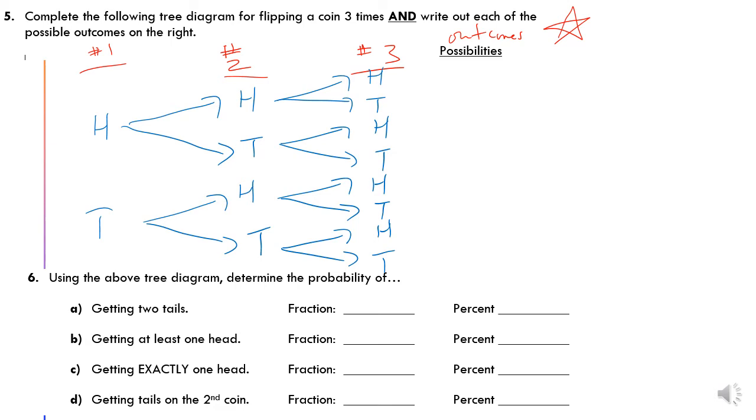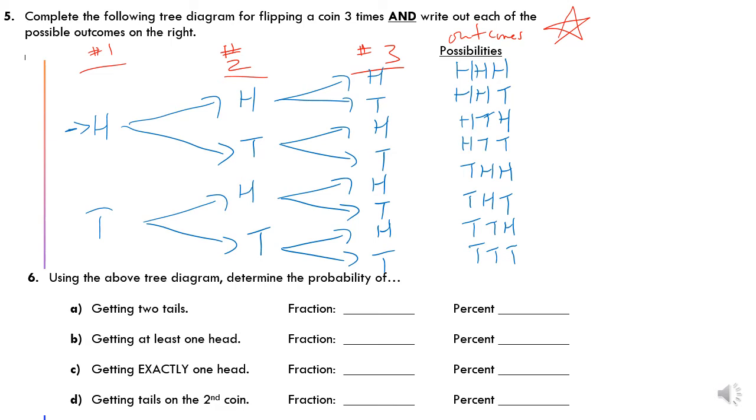Don't forget our outcomes. Remember, you start on the left, so start here, and then work your way across. So H, H, H, then trace through H, H, T, H, T, H, H, T, T, T, H, H, T, H, T, T, T, H, and triple T.